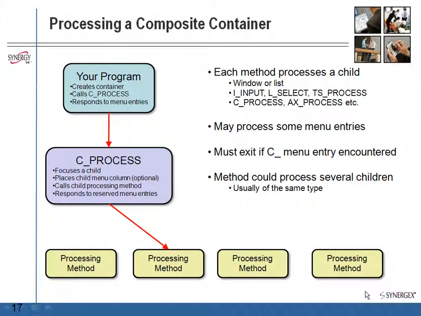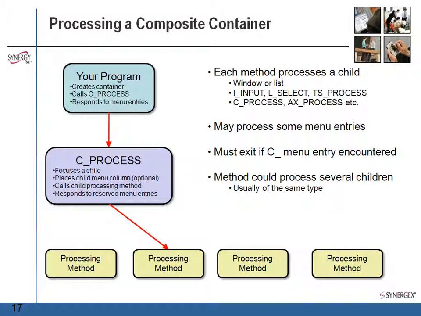This slide shows us an overview of the whole process for creating and processing a composite container window. First, a program creates a composite container and adds one or more child windows to the container. The program then calls cProcess to process the container. cProcess decides which child should be activated, focuses that child, and calls its processing method. Each processing method processes its child in the usual way, with IInput, LSelect, TSProcess, cProcess, or AXProcess, for example.